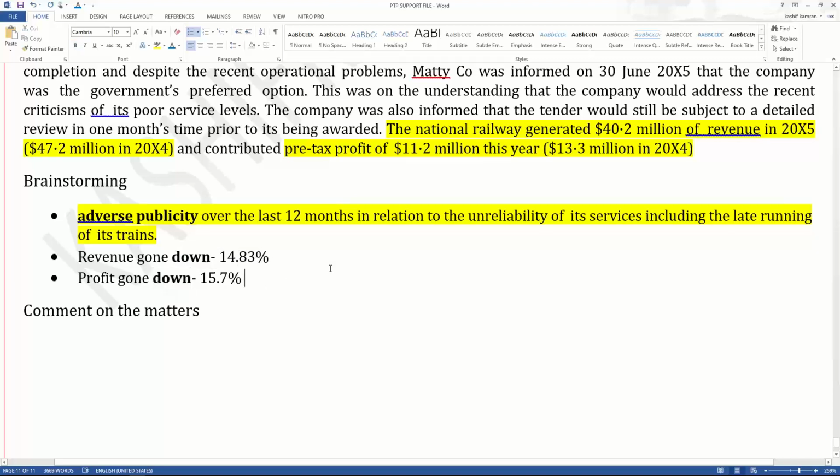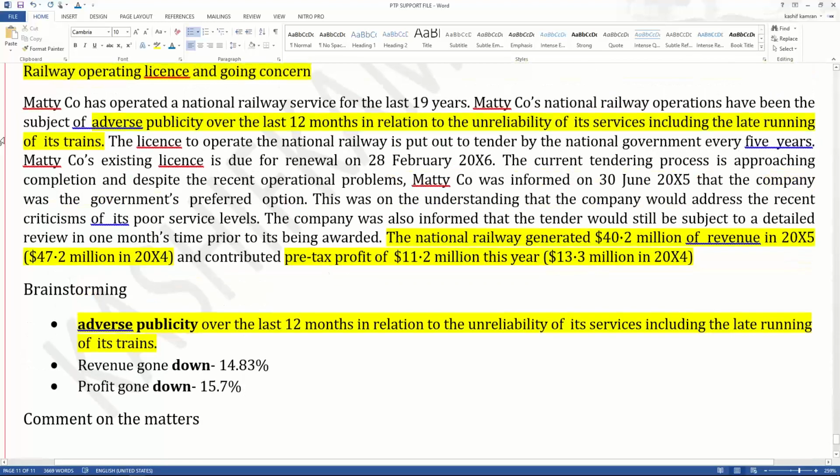Okay, let's go back. Revenue is down by 17.4. Which percentage is right? 14.83 or 17.4? Because one student is saying the revenue gone down is 17.4. It's 14.83. Okay, that's the majority of the answer. Perfectly fine. Thank you.